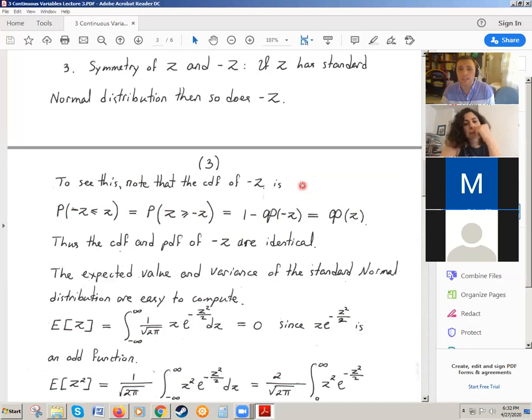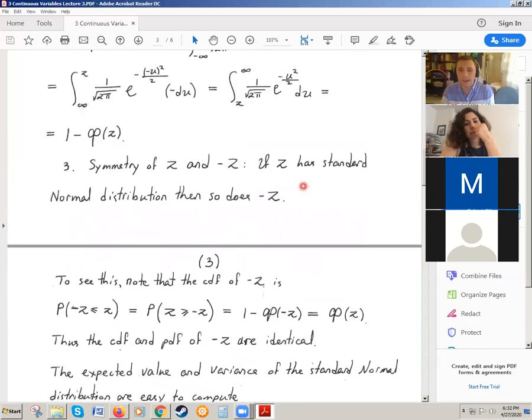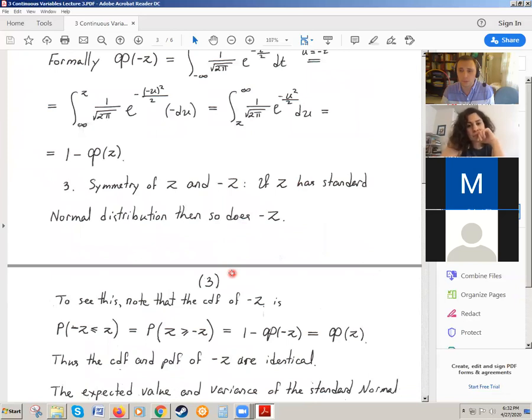Now let's calculate the expected value and variance of a standard normal distribution. What do you think? Could you please try to calculate the expected value of a standard normal distribution? I'm sure you can imagine what it is even without any calculation.